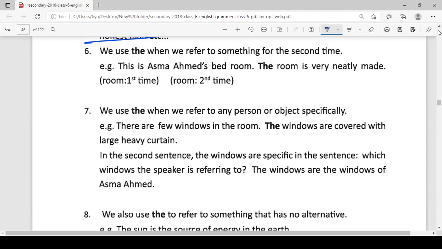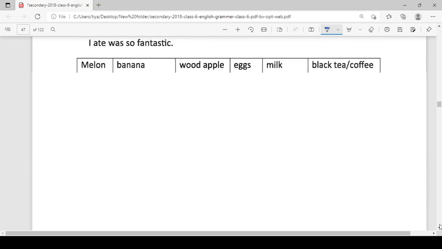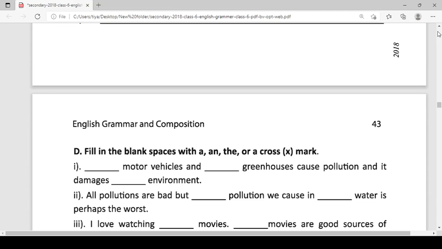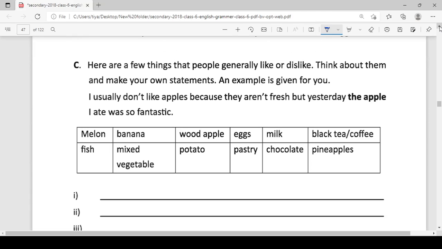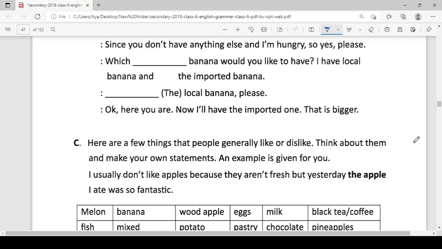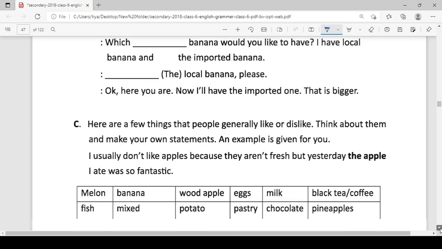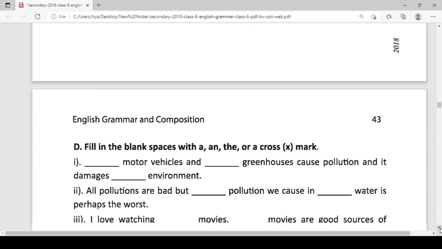Okay, so here we have some tables. We need to solve this. Here are a few things people generally like or dislike. Think about them and make your own statement. An example is given for you. I usually don't like apples because they aren't fresh, but yesterday the apple I ate was so fantastic. Now we need to use this kind of words and make sentences. So please try to make sentences, because making sentences makes your practice strong.